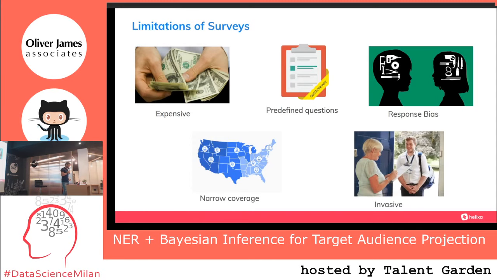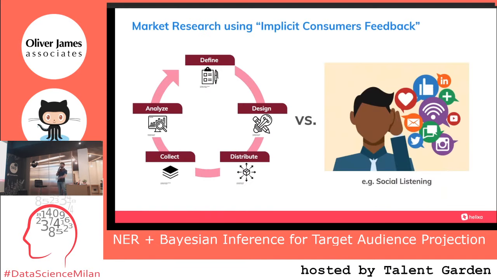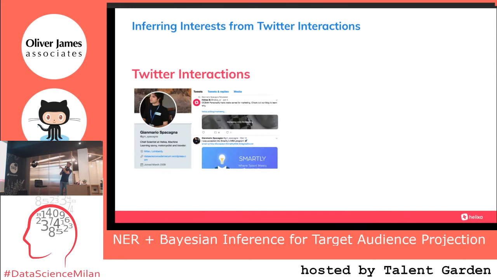And you have a narrow coverage, of course, because you're not going to survey the whole US population, and sometimes it's invasive. You have to go door to door, knock, would you like to participate in this study, and so on. So it's not that practical in the end. For this reason, we have on the left the traditional way, and on the right we have the modern way. And the modern way is done with what is called the implicit consumer's feedback.